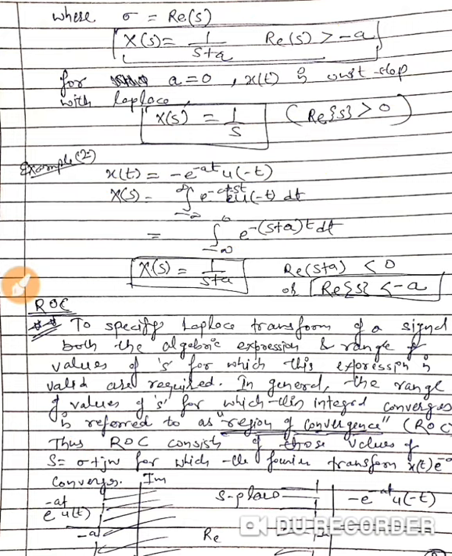So here I have drawn the region of convergence of the above examples. This one is for the first example and this one is for the second example. Okay, so now move to the next page.